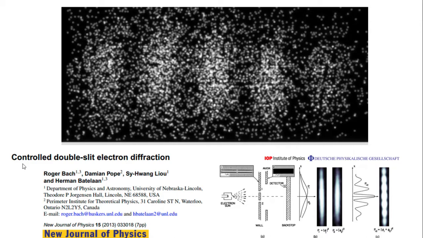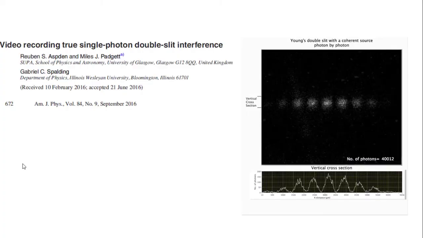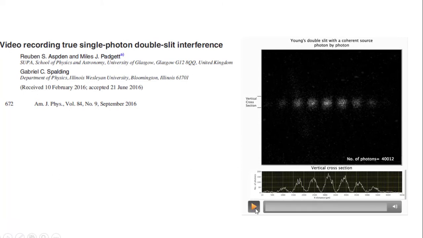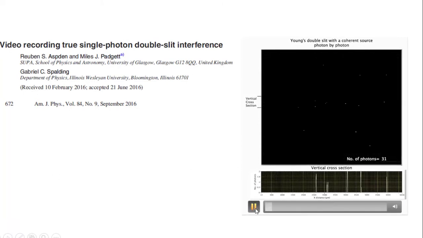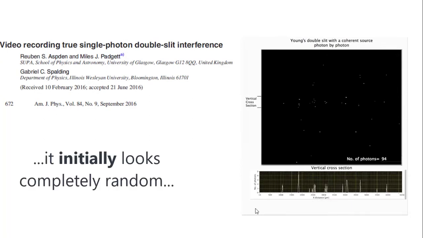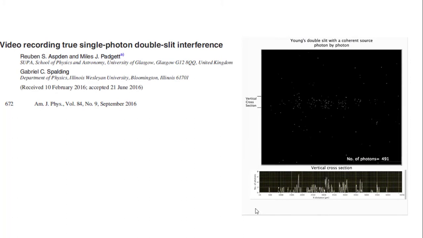Not just electrons. This is from 2016, from Miles Padgett's group at the University of Glasgow. Same idea, but this time with photons. Again, it looks completely random, and as you build up, you're going to see the double slit interference pattern appear. Again, on the basis of single photons going through.